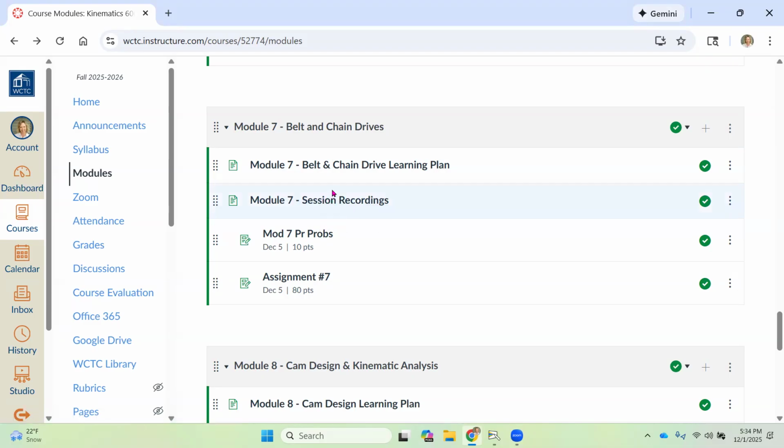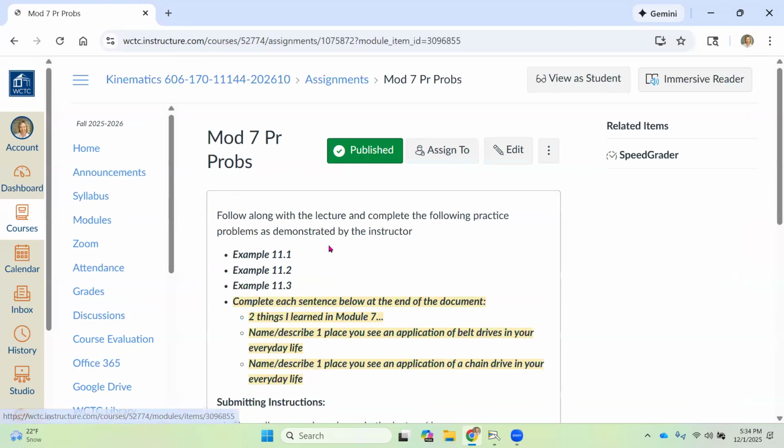I will be recording and uploading my session recordings here in that folder, and then we'll notice that we do have, just like we always do, practice problems and an assignment. So this evening, we're going to be looking at the first couple practice problems, and then the next time we're together, we'll be doing the last one.